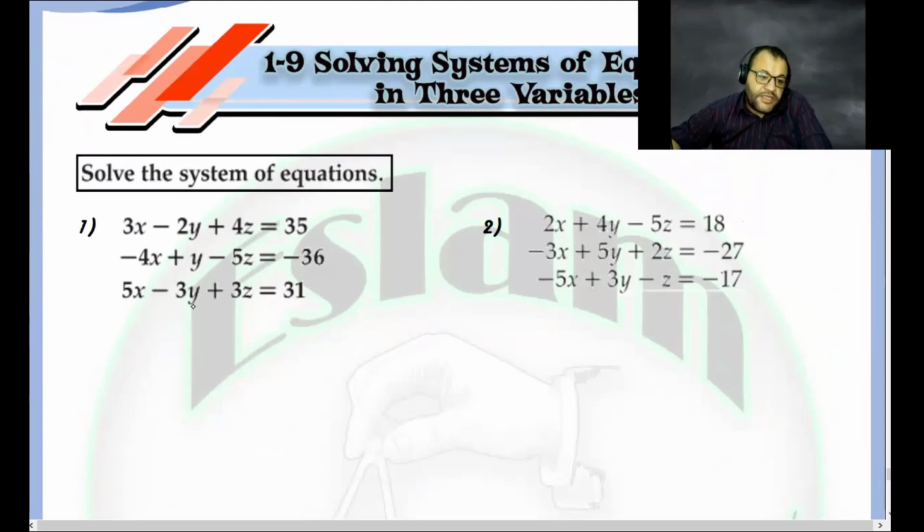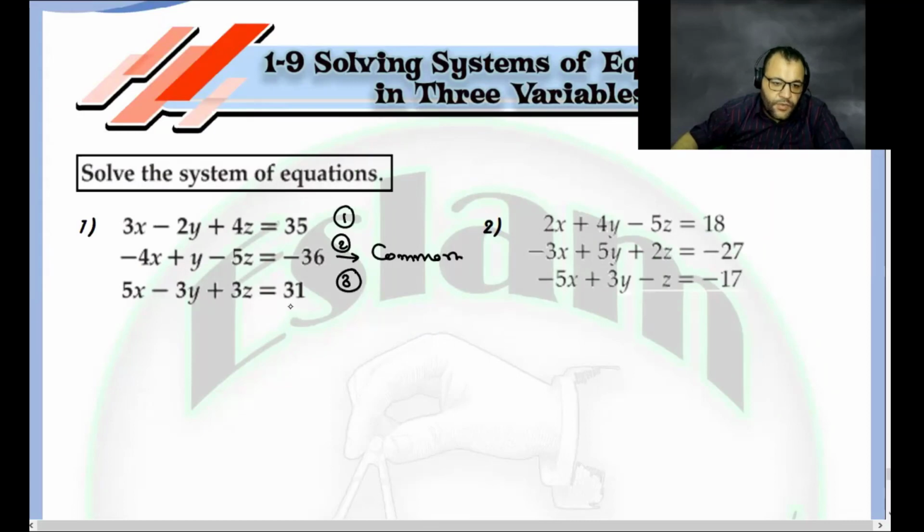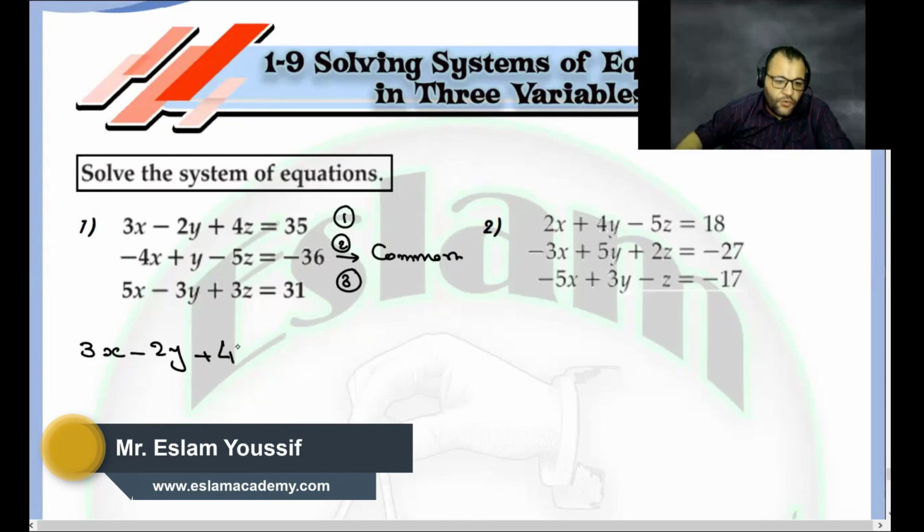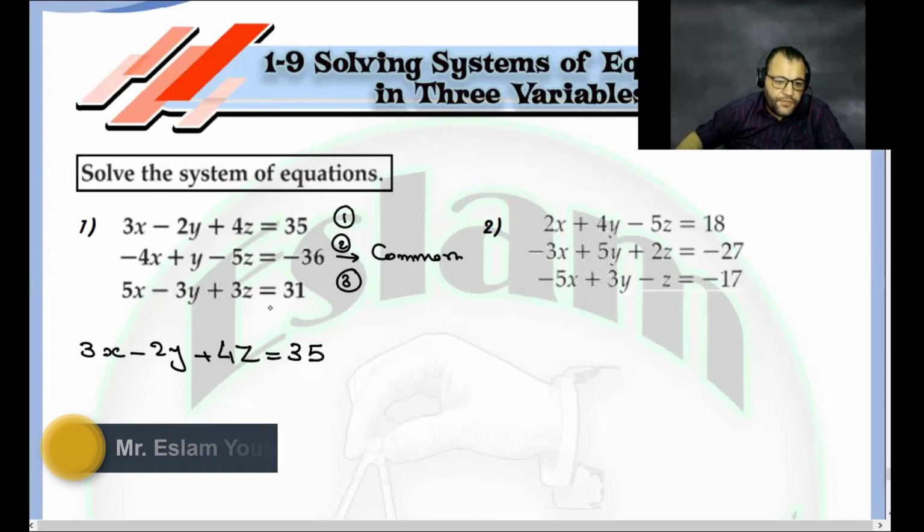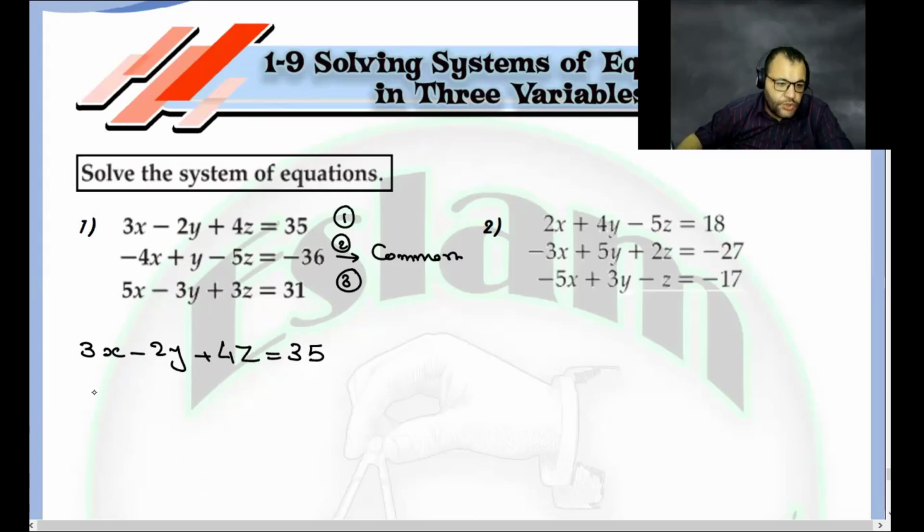Can you find any equation with a variable that has a coefficient 1? The second equation. So this one will be the common one, and you use it with both of the other equations. I will use it with equation number 1 and with equation number 3. When I solve 1, I will multiply it by 2, so I will write 1 without any change: 3x minus 2y plus 4z equals 35. And I will multiply the second equation by 2. So it will be negative 8x plus 2y minus 10z equals negative 72.